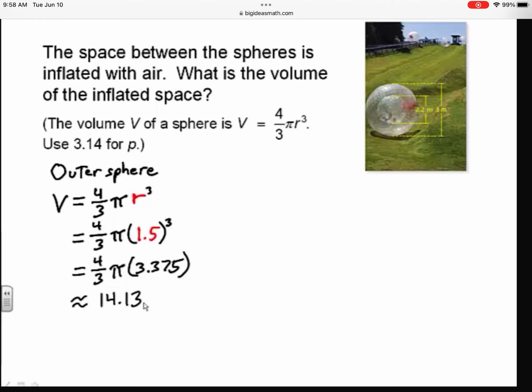What units do we use? Well, the diameter was given in meters. Seeing this as a volume, we should have cubic meters. So the outer sphere has a volume of about 14 13/100 cubic meters. Now let's find the volume of the inner sphere. Try finding the volume of the inner sphere yourself.